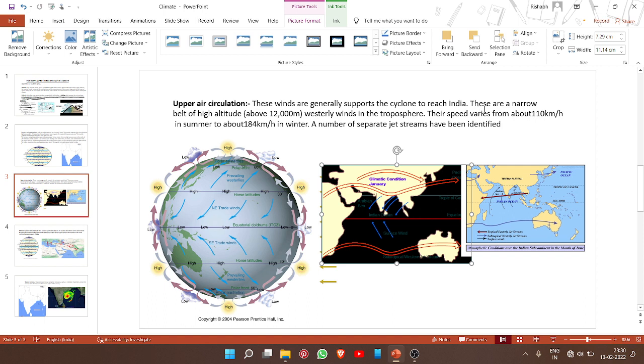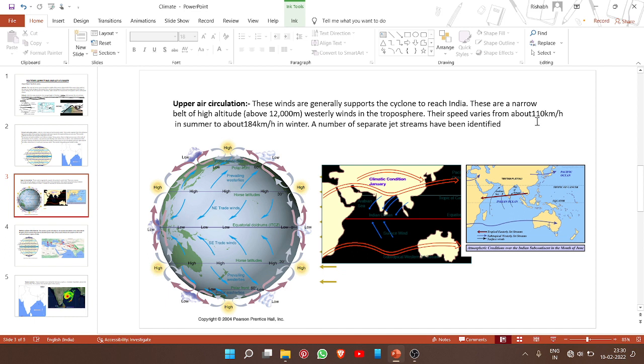to reach India. These are a narrow belt of high altitude and the height is above 12,000 meters. Westerly wind in the troposphere, their speed varies from about 110 kilometer per hour in summer to about 184 kilometer per hour in winter. A number of separate jet streams have been identified. About two, I already told you.